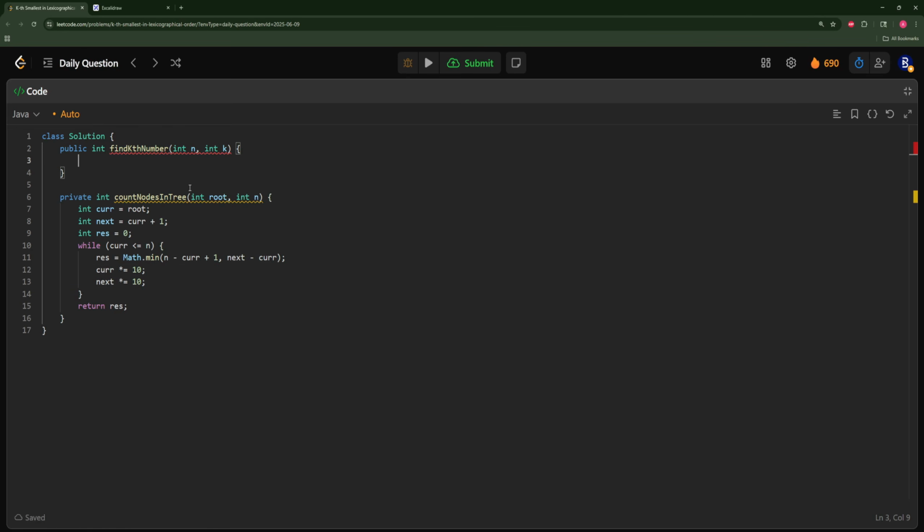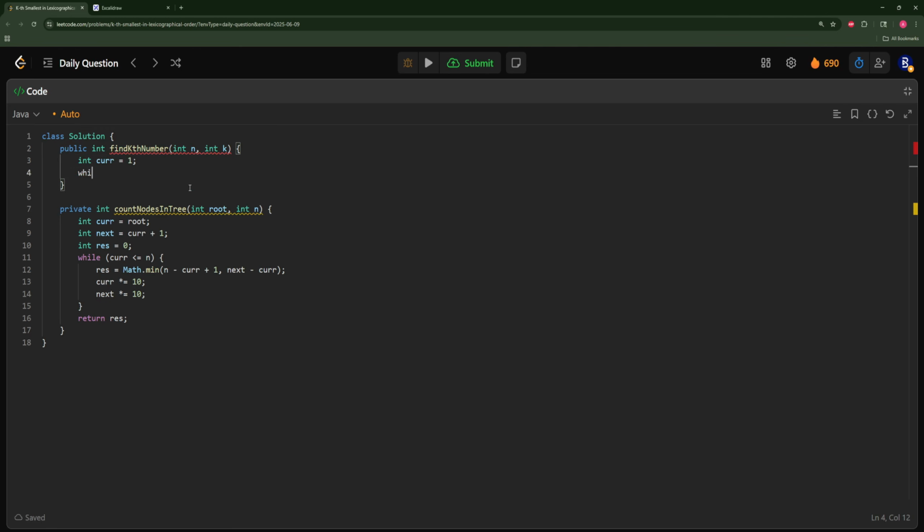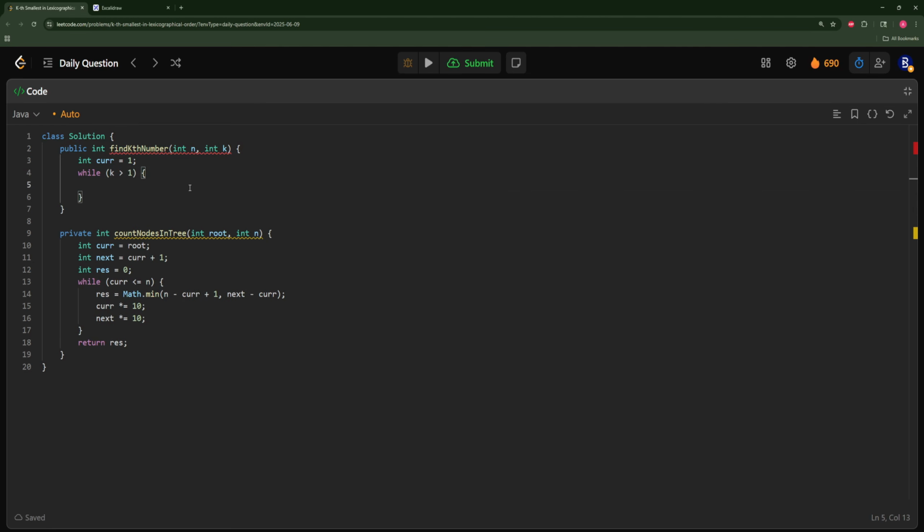Okay, so now what we need to do is we need to say int cur. So we start out at 1, and we need to say while k is greater than 1. We want k to be 1 because that means it's currently the smallest. So we're going to say int nodes equals count nodes in tree. So we're going to give it cur and we're going to give it n.